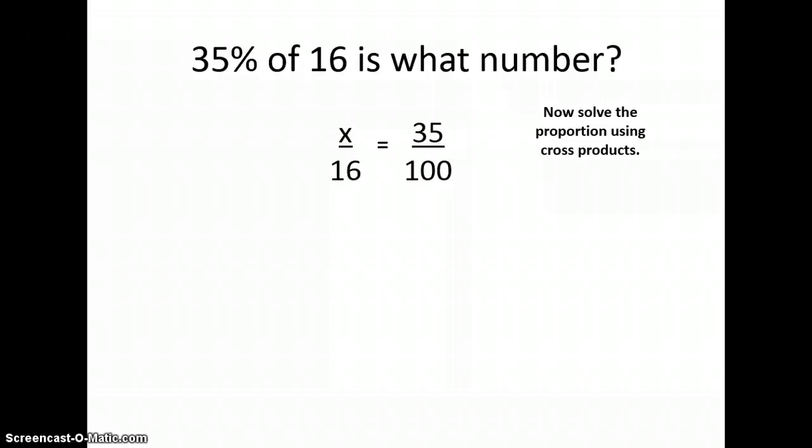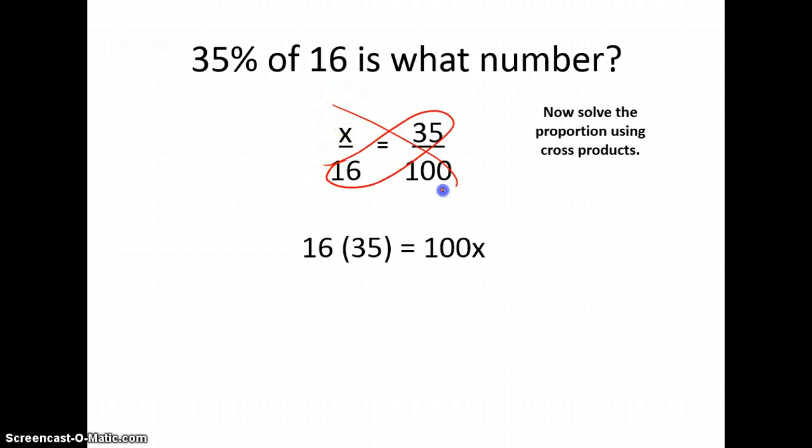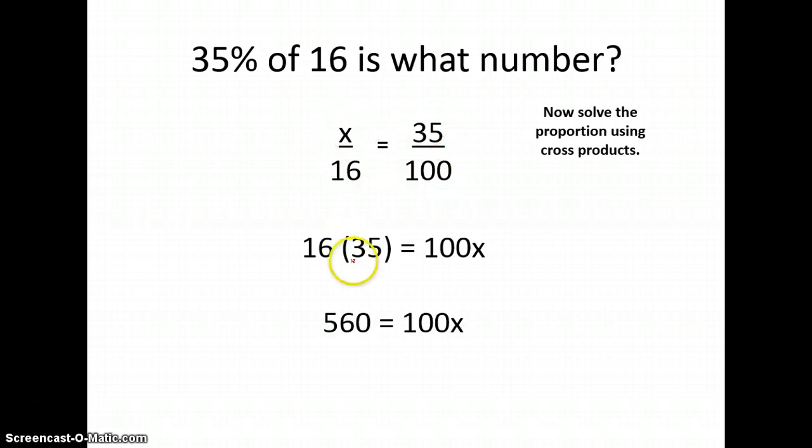And again, I don't know what I multiply 16 by to get 100 in my head, and I don't know what to divide 100 by to get to 16, so I'm going to solve using cross products. When I cross multiply, 16 times 35 has to equal x times 100. I get 16 times 35 is 560 equals 100x. So I divide by 100 to find out what x is, and it's 5 6/10. So 35% of 16 is 5 6/10.